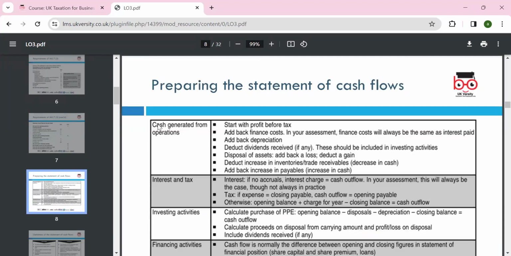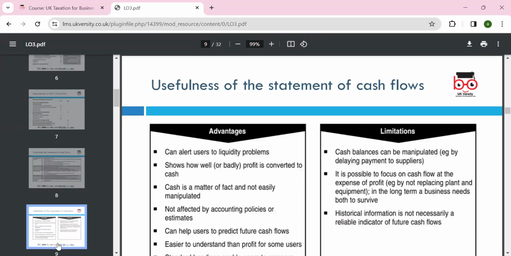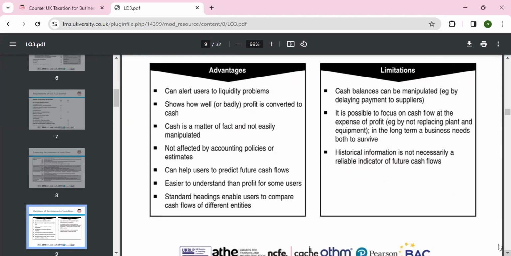Okay, so the preparation of the cash flow is all explained, as I explained in the previous slide. Advantages of the cash flow statement: it alerts users to liquidity problems and shows how well or badly profit is converted into cash, because profit is not necessarily cash, as it can be credit sales. That's why cash is the lifeblood of any business, and looking at the cash flow statement to make the right decision is very crucial. We look at actual cash, what we have.